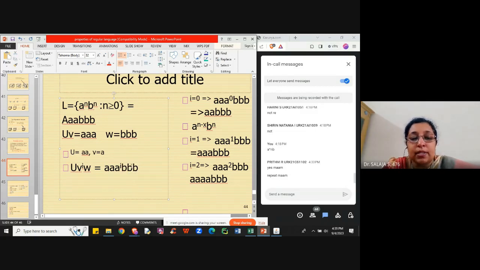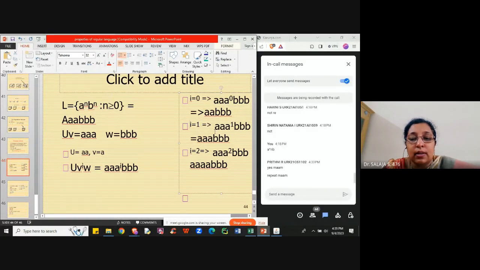Now what happens? I has to be populated. If I is 0, you will have a per 0 with 3 b's. What is a per 0? A per 0 is lambda. So you will have 2 a's with 3 b's. What about I equal to 1? When I is 1, it is a per 1 with b. So a occurs only once, the condition is satisfied, and you will have an equal number of a and b. When I is 2, the number of a will be more than the number of b's.